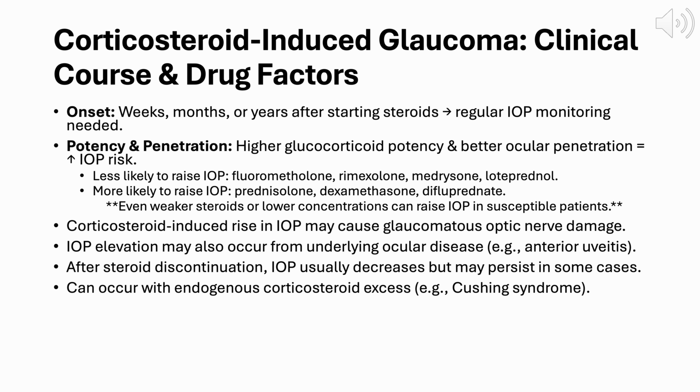If unchecked, this steroid-induced rise in IOP can lead to glaucomatous optic nerve damage. IOP elevation can also be compounded by underlying ocular diseases, such as anterior uveitis. After discontinuing steroids, pressure usually decreases, though in some cases the elevation may persist. And remember, this condition isn't limited to exogenous steroids. Endogenous corticosteroid excess, as seen in Cushing syndrome, can have a similar effect.